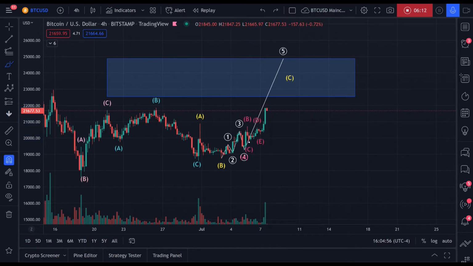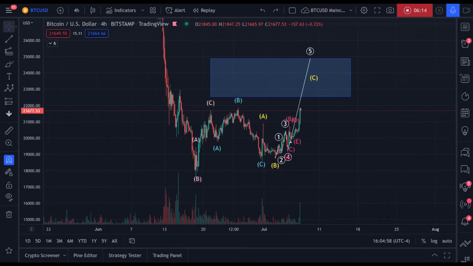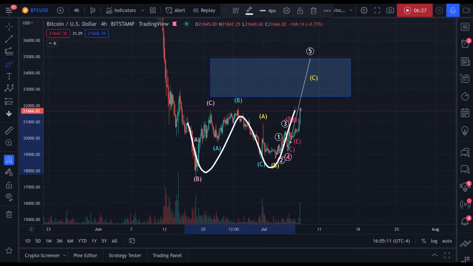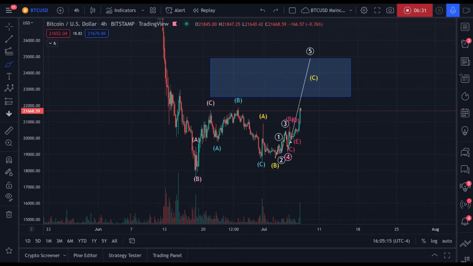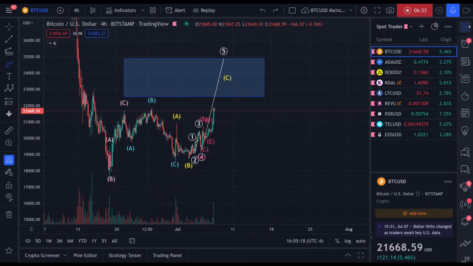Now, that's Bitcoin, and if we take this analysis and apply some principles of it to other assets, it's not the exact same, but we can see similar things. Notably, you'll see W patterns, rounded bottoms, and triangles. So let's get into our watch list.